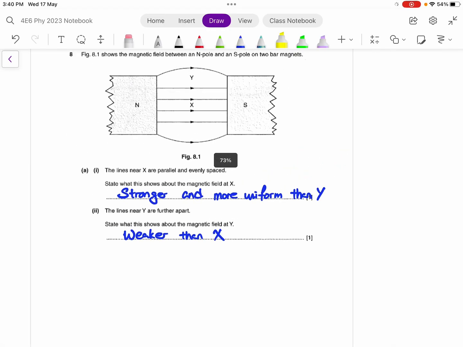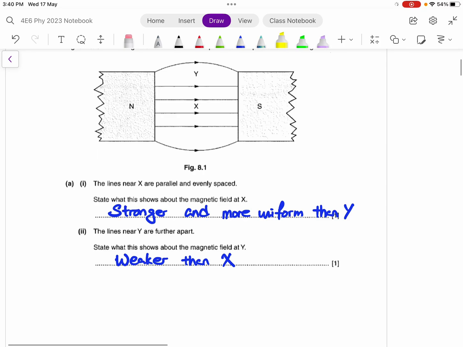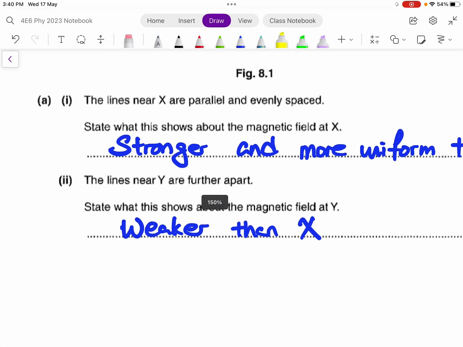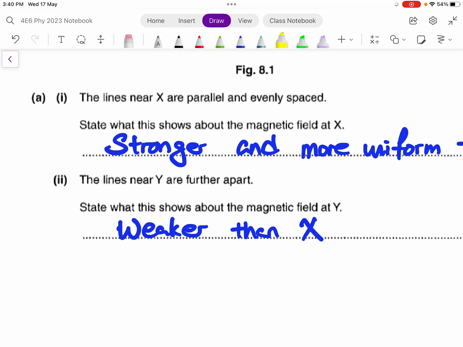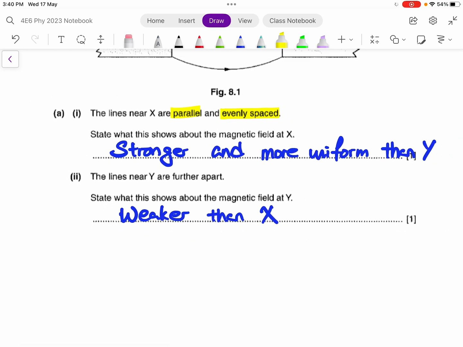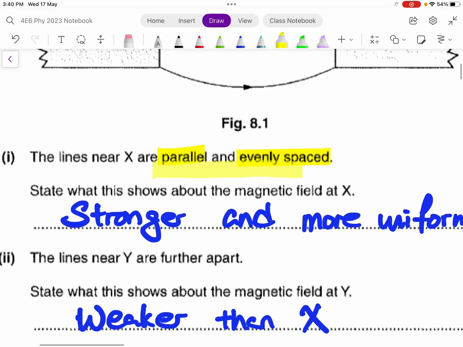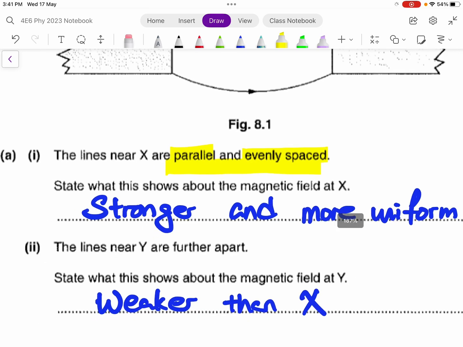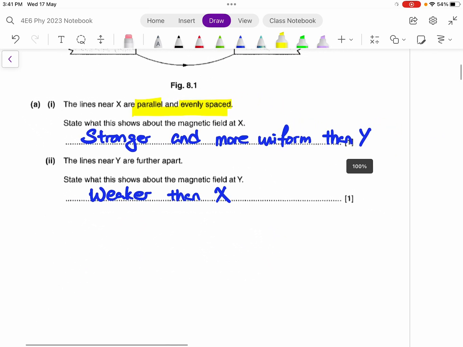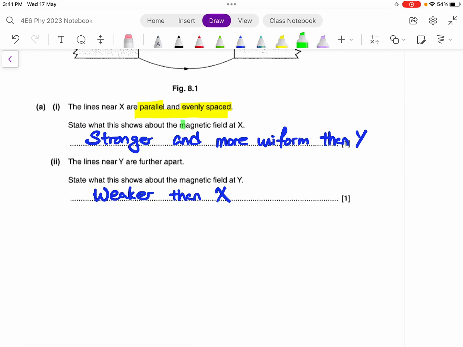Okay, for question 1, you may be wondering why certain keywords are required. That is because in the question, they mention these two keywords, evenly spaced and parallel. Because of these two keywords in your response, you need to indicate what these two key conditions imply. So when you see that they specifically mention that the lines are parallel and evenly spaced, you need to be able to point out that the magnetic field is actually more uniform.